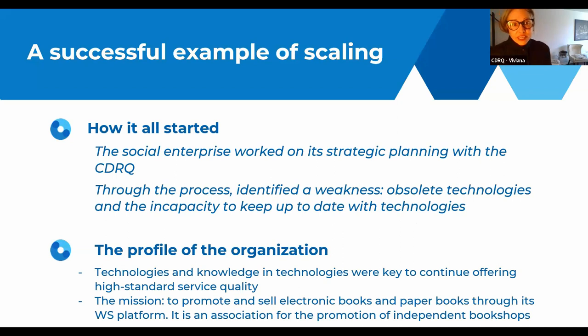How it all started: the social enterprise worked on a strategic planning with the CDRQ. The strategic planning is kind of an assessment of where the company is right now, what the challenges are, either internally or externally, and what the solutions could be. Through the process, the identified weakness was obsolete technologies and the incapacity to keep up to date with technologies. What that means is they didn't have the adequate software to provide the services they had given themselves the mission to provide, and they didn't have the expertise in-house.